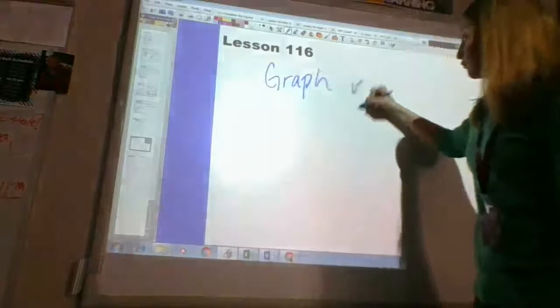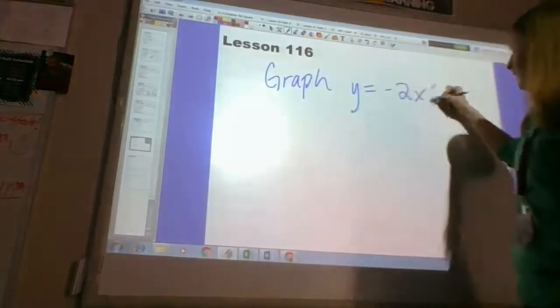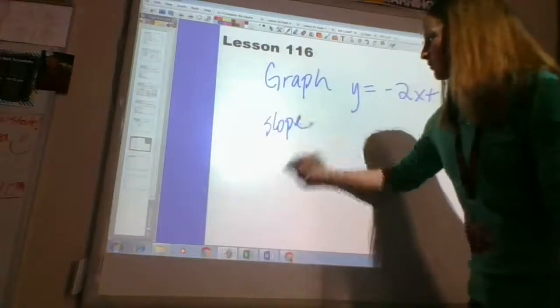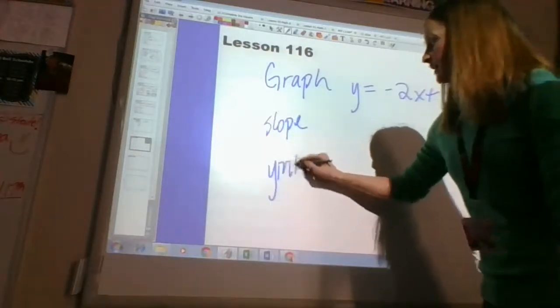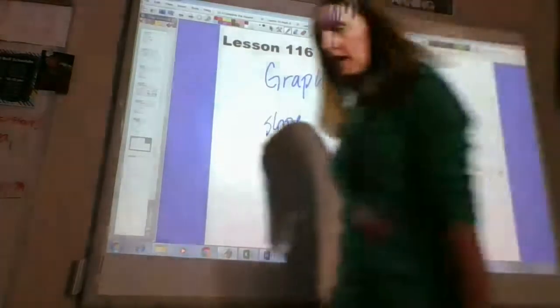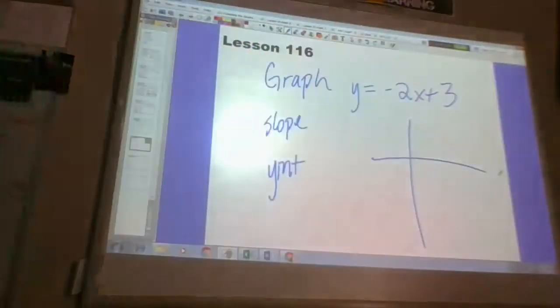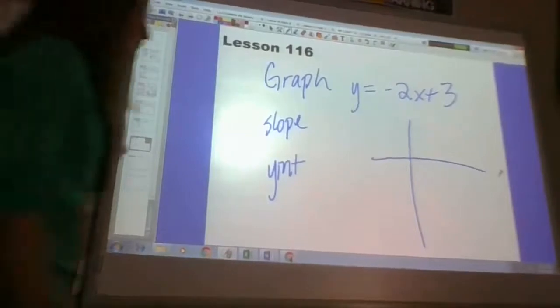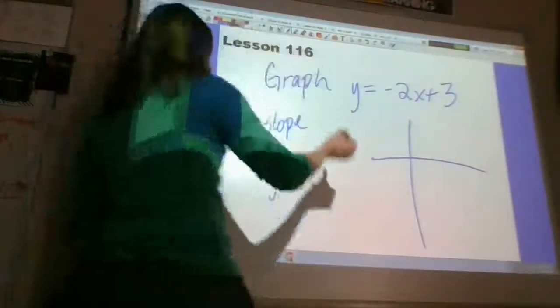Let's graph y equals -2x plus 3. So once again, identify your slope, identify your y-intercept, and then you graph. And after this, we'll do one more.